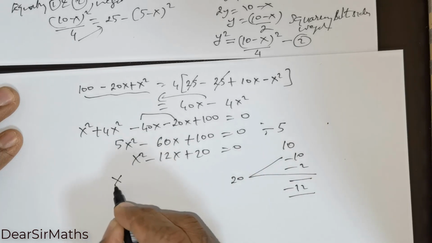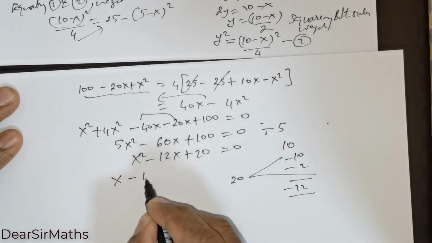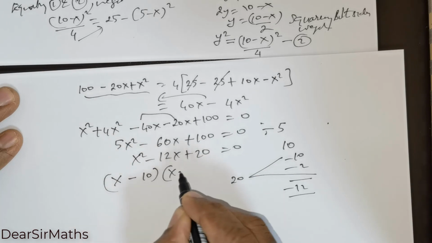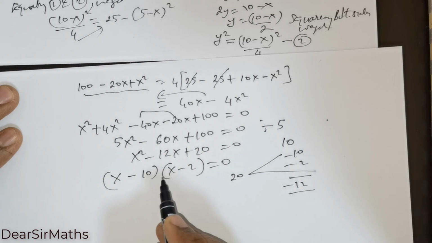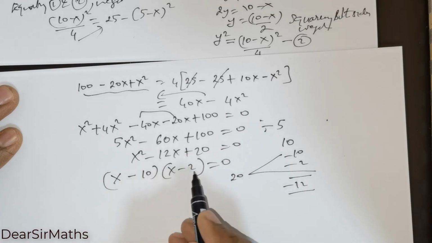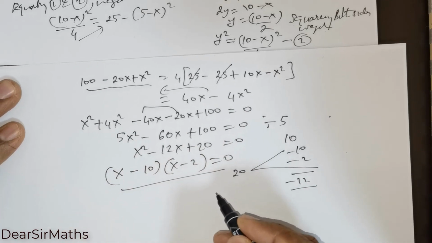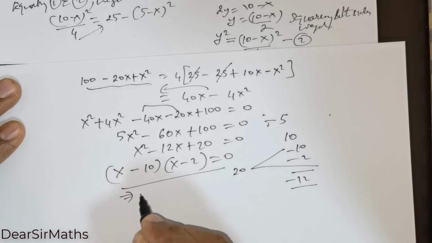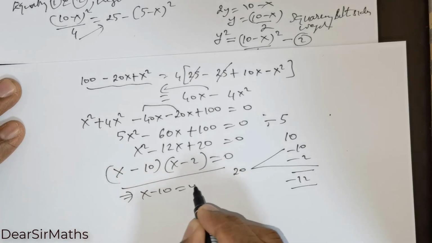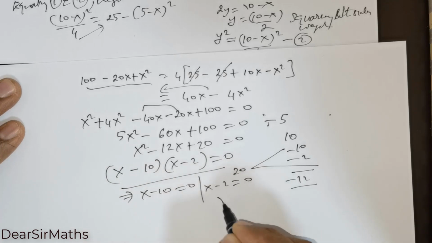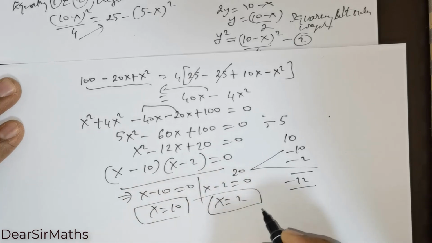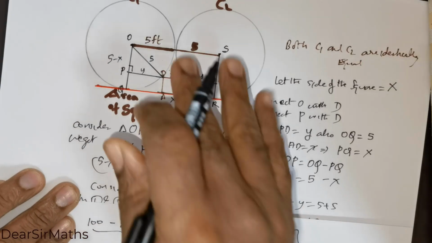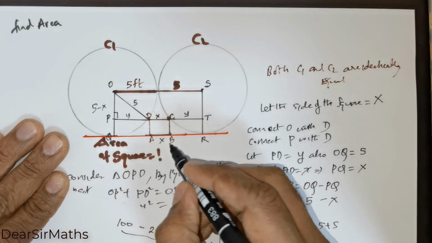So this is going to be x negative 10 times x negative 2 is equal to 0. Yes, x into x squared, negative 10x, negative 2x and positive 20. So this is the factor. So this implies x negative 10 is equal to 0 or x negative 2 is equal to 0, x is equal to 2 and x is equal to 10. Now we cannot have both the solutions. Now x cannot be equal to 10.